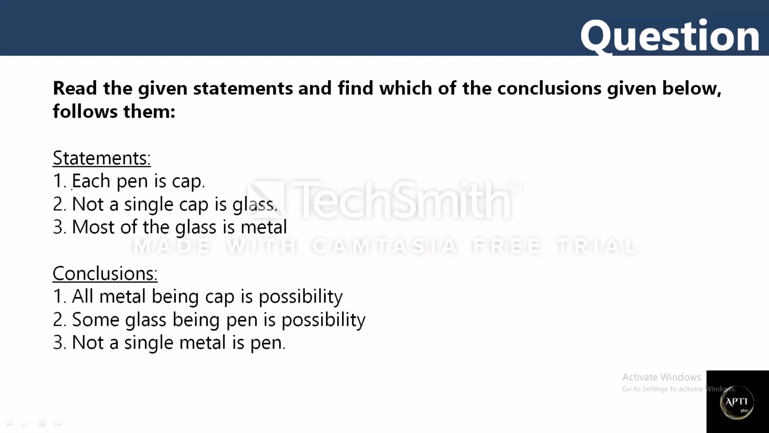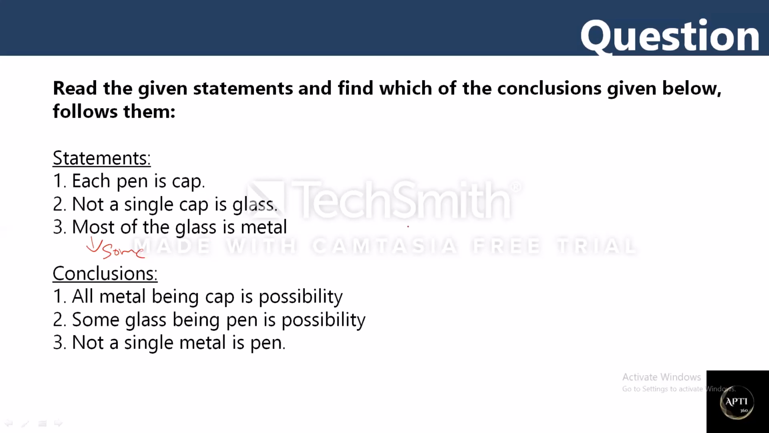Now we'll go with the next question. Each pen is cap, not a single cap is glass, most of the glass is metal. Very, very important question here. Here all the terms, if you observe, they have given each, not a single, most. Already I have discussed in the previous question what is meant by each, what is meant by not a single, and what is meant by most. Again I will tell here, most means some. Most, many, more, all these words can be replaced with some. Not a single, not a single cap is glass.